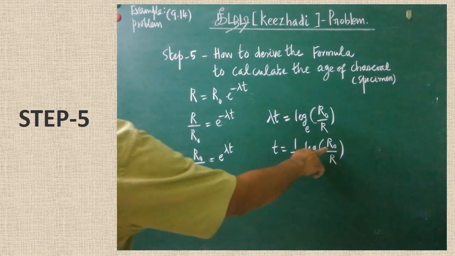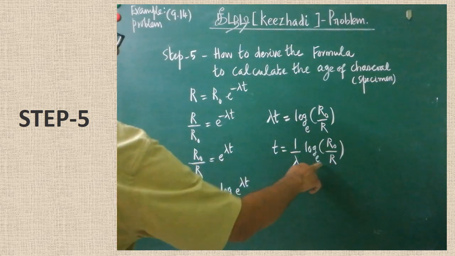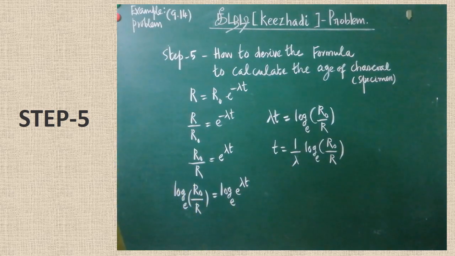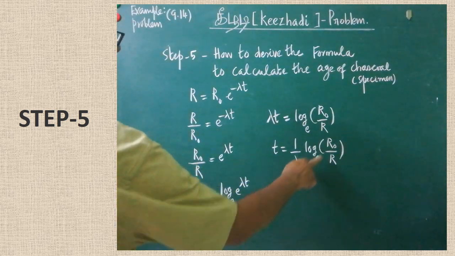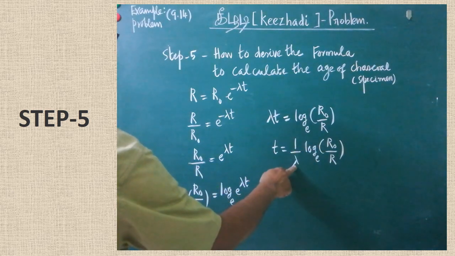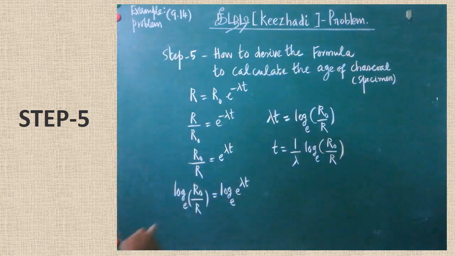Look at the expression here. R naught is required, R is required, lambda is required. Here R is given in the problem. Now we know the value of lambda and R naught. By knowing R naught and lambda, and by substituting R, we are able to get the t value, the age of the specimen. Are you clear?